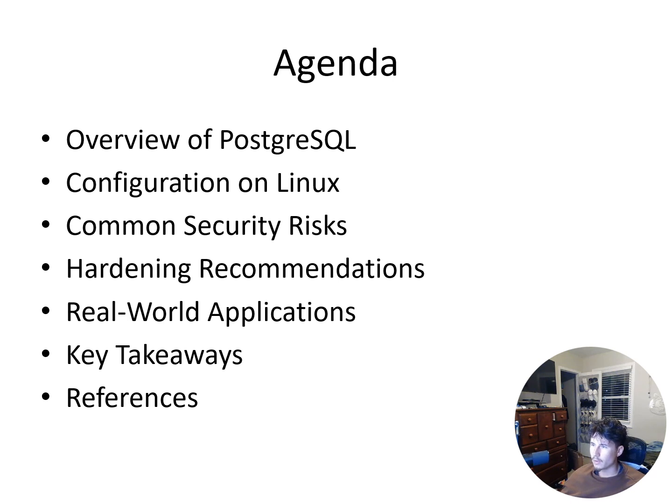We'll start with an overview of PostgreSQL and what makes it so important for modern computing. Then I'll explain how to install and configure it on a Linux system. Next, I'll review several common security risks that administrators face. From there, we'll explore specific hardening recommendations to secure the database. And I'll also go over some real-world applications where PostgreSQL is used successfully in enterprise environments, followed by key takeaways and references.